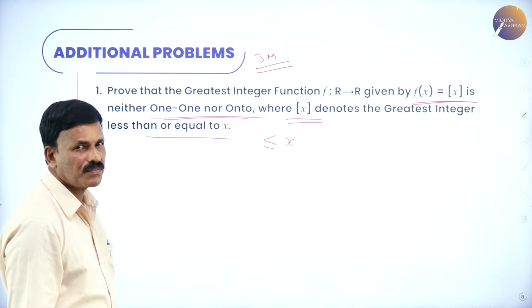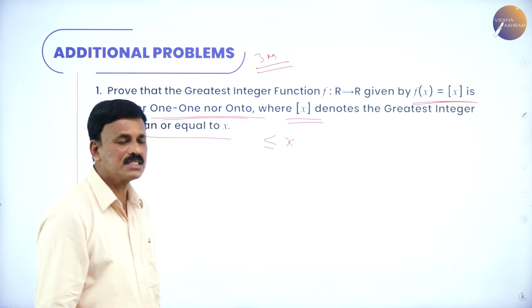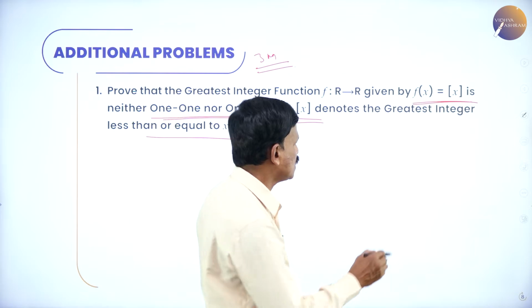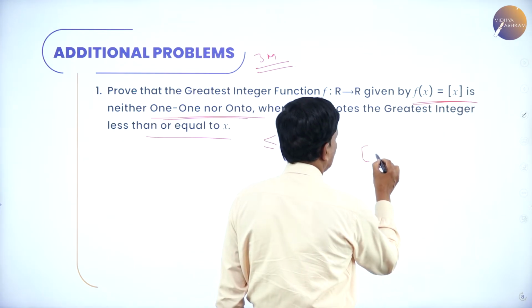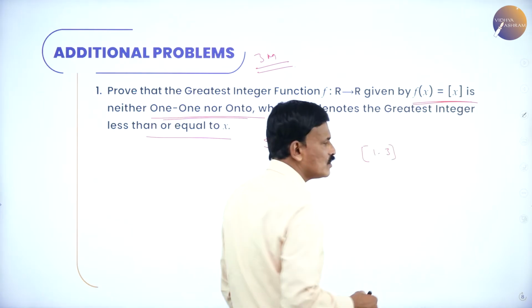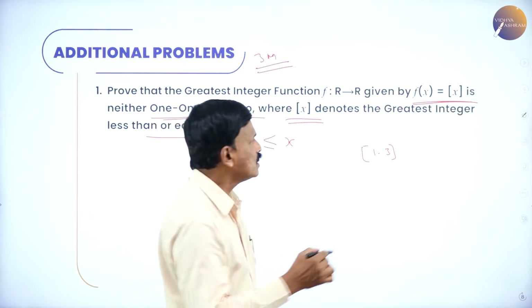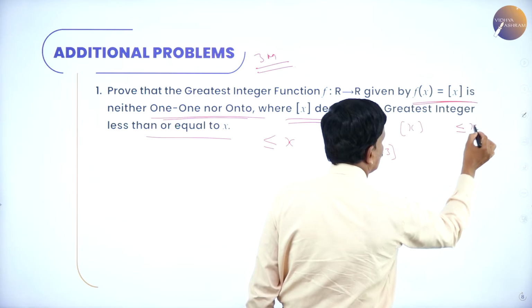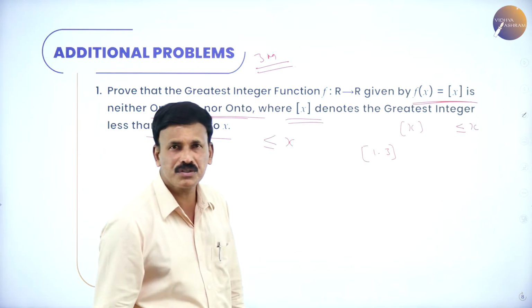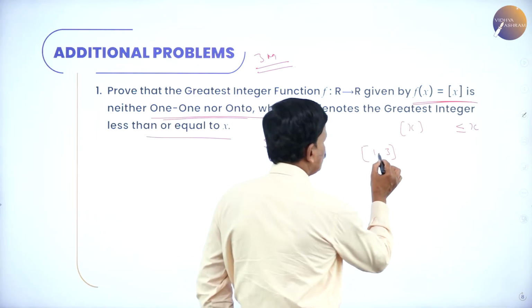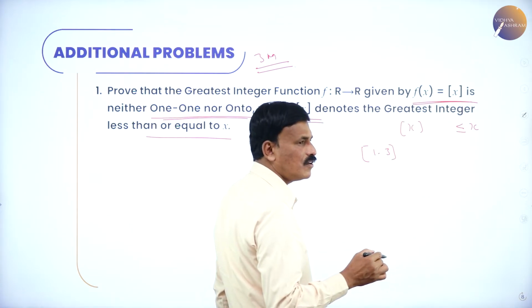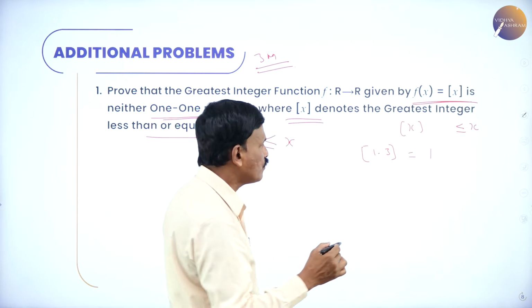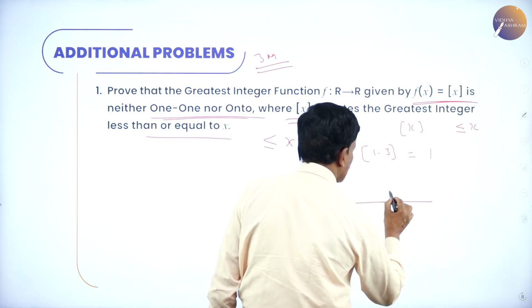The greatest integer function of x is nothing but the greatest integer less than or equal to x. Say, for example, the greatest integer value of 1.3, where 1.3 is the value of x. The greatest integer value of 1.3 is nothing but 1, because of the lesser values of 1.3. Suppose I represent this on a number line.